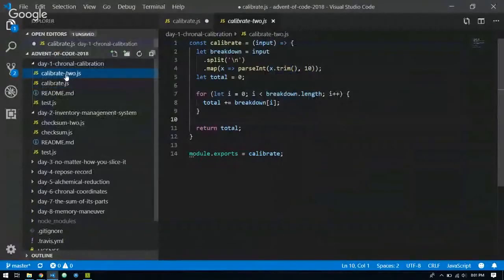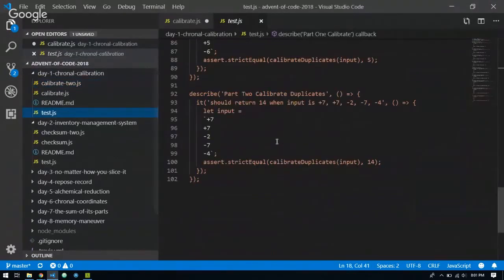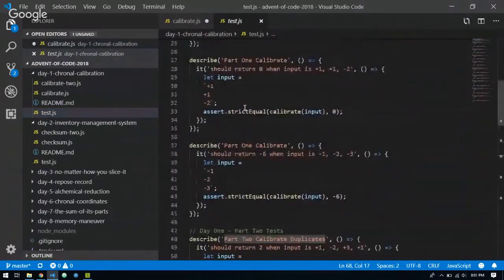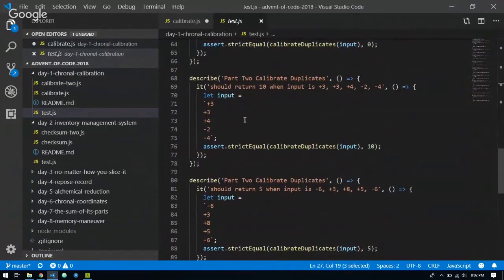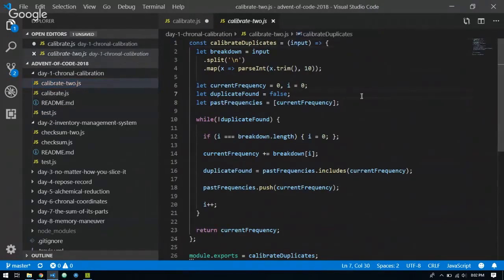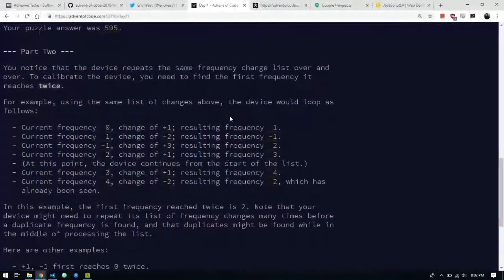So I created a second function just because I want to separate out what I'm doing for each part. I added my tests for day 2. You'll see here, part 2. These are my part 1 tests. And so I added my tests, and here I'm ready to go. So let's see what this, so we'll see here, part 2. And bear with me, I haven't touched this in a while, so I'm just refreshing my own memory.